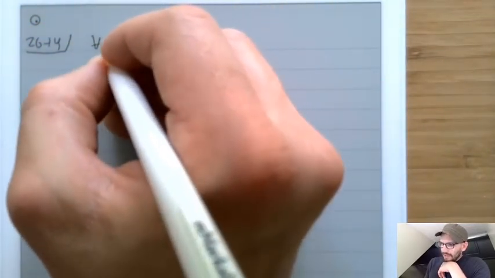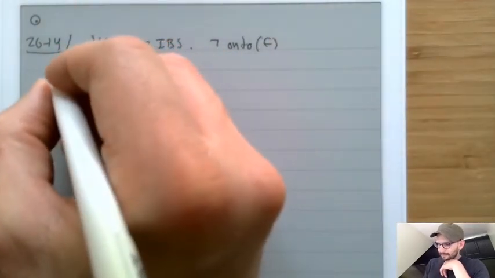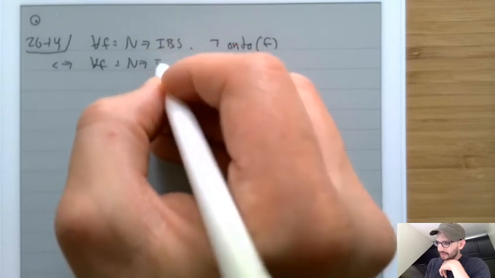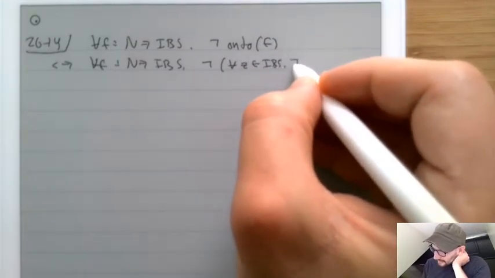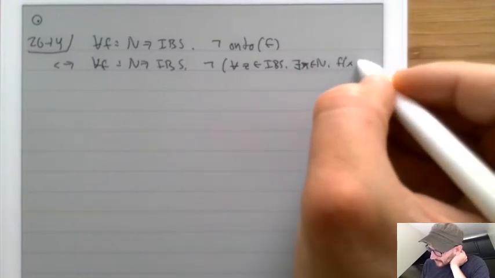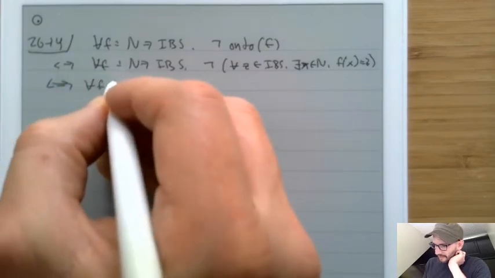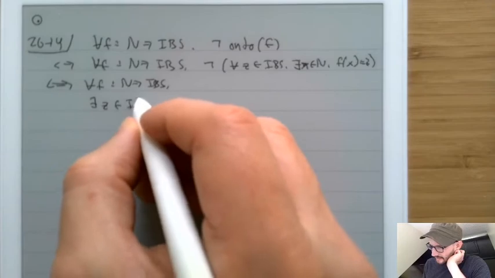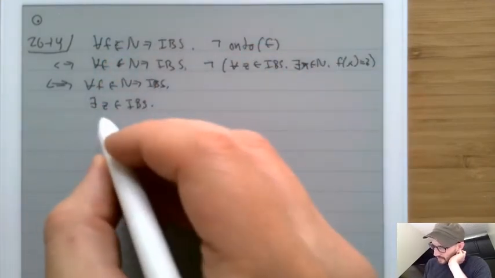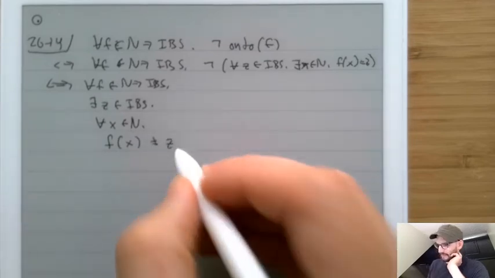So we're going to prove that for all f from N to IBS, it is not the case that it's onto. Now what does that mean? That means that for all f from N to IBS, we do not have that for all z inside of IBS, there exists an x inside of N where f of x equals z. Okay, so now we negate that, which means we flip the quantifiers. So we then get, for all f from N to IBS, there exists a z inside of IBS where for all x inside of N, f of x does not equal z. That's the theorem that we want to prove.